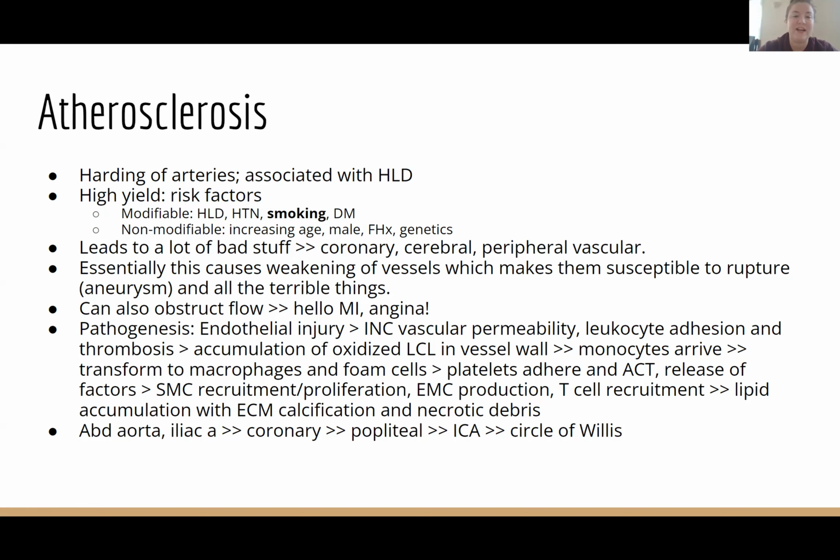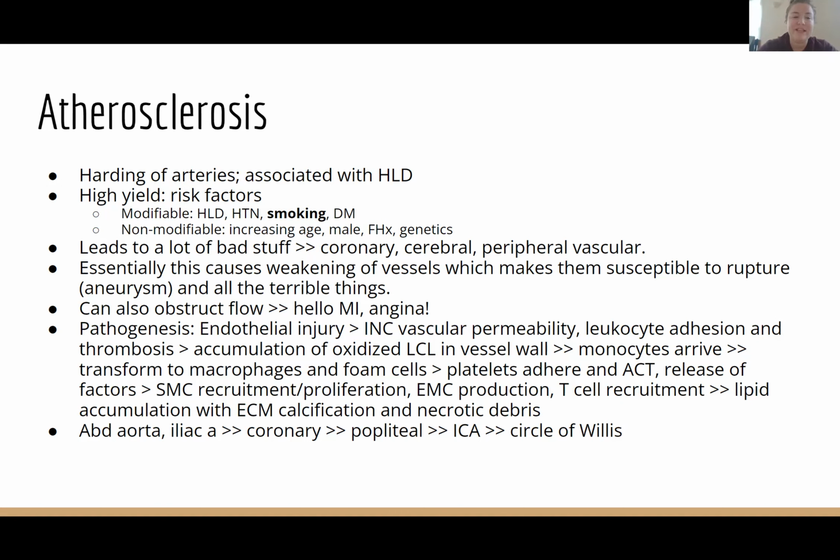So just understand that. It can affect essentially any elastic artery: coronary, cerebral, peripheral vascular, and leads to a lot of bad stuff. Essentially the vessel gets weak. If you have something else depositing on your vessel, the vessel is going to be weak and susceptible to rupture, and we're going to talk about aneurysms in a bit. It can also lead to obstruction of flow. So MI and angina. MI would be a complete obstruction where you're getting ischemia and tissue death, versus angina, which is just ischemia and then it's reversible.